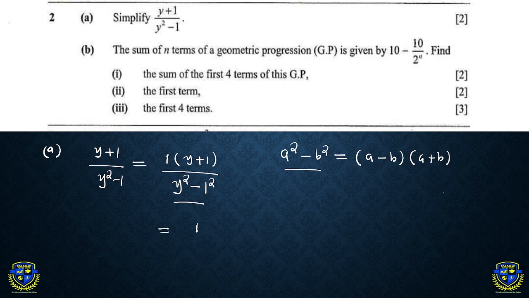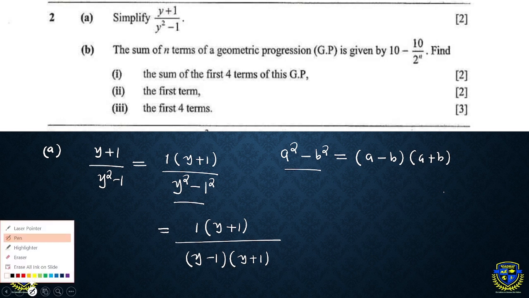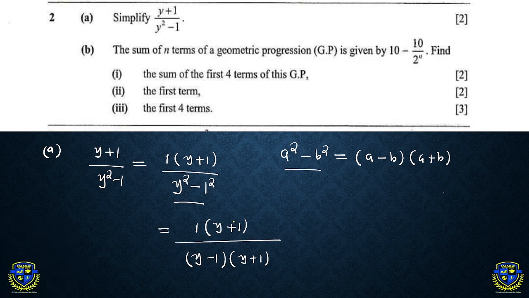Therefore we shall say 1 plus 1, over y minus 1, then y plus 1 also. If you look at those that are similar, we have the y plus 1 and the y plus 1, meaning you cancel those. That means you are going to remain with 1 over y minus 1 as the answer for question A. Therefore, you even get 2 marks for that question.